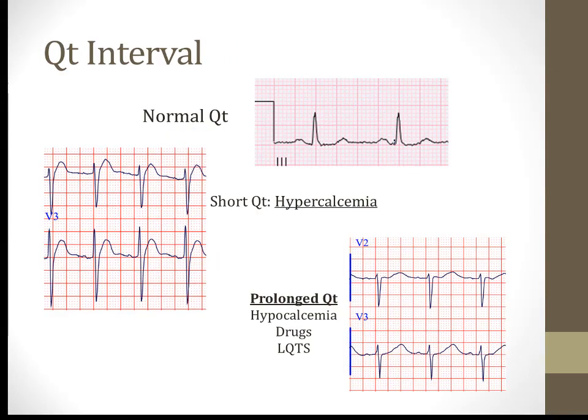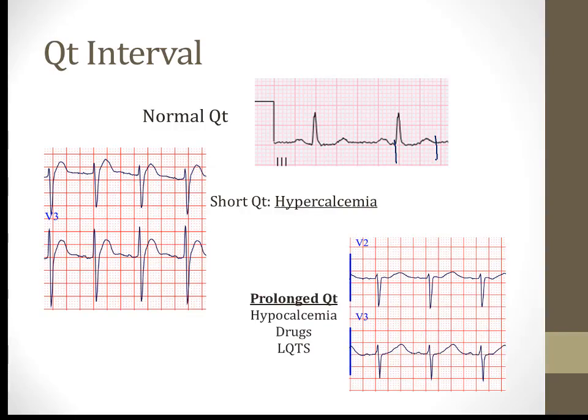Next is the QT interval. This is the time from the start of the QRS complex to the end of the T wave. The QT interval varies with your heart rate, so in order to determine whether a QT interval is normal, you need to determine the heart rate and then correct the QT interval. This is not something I recommend you worry about doing as a medical student.